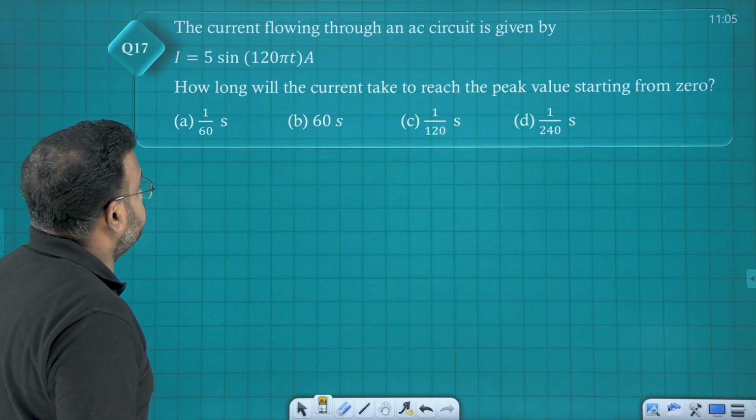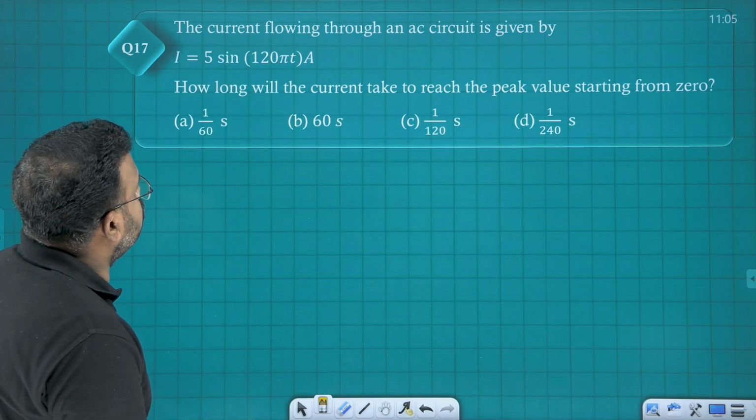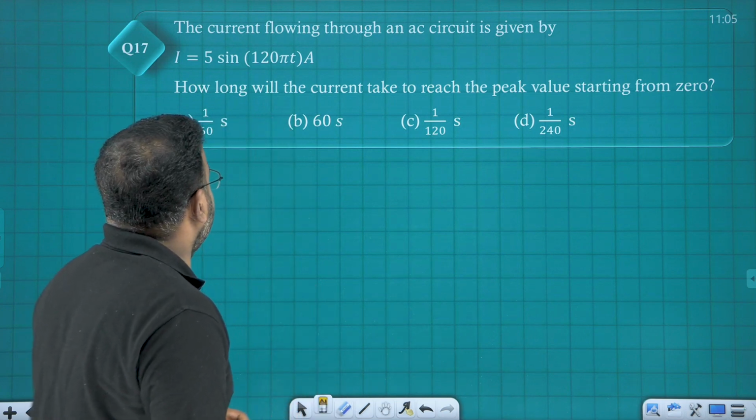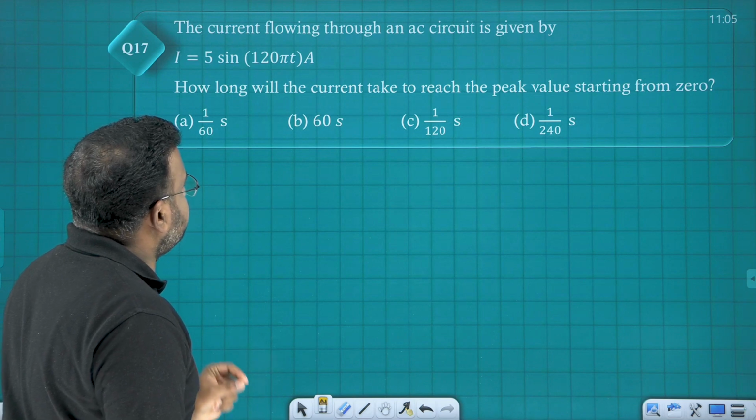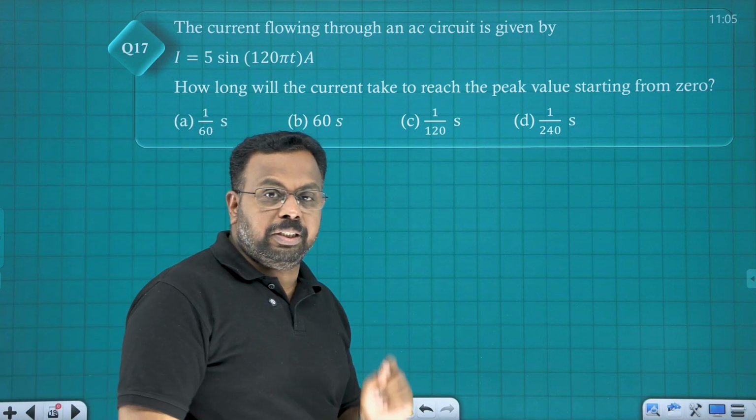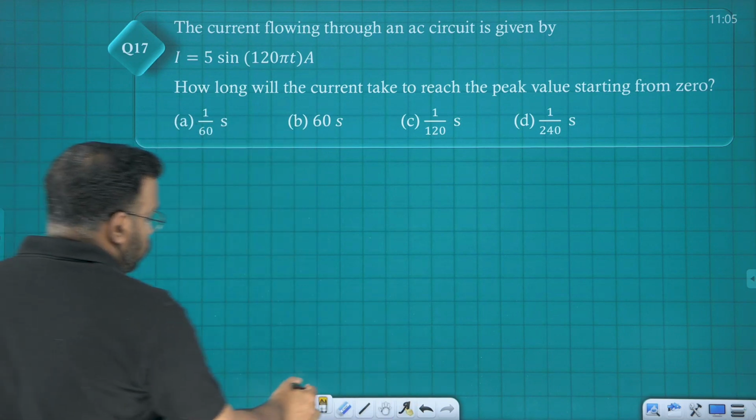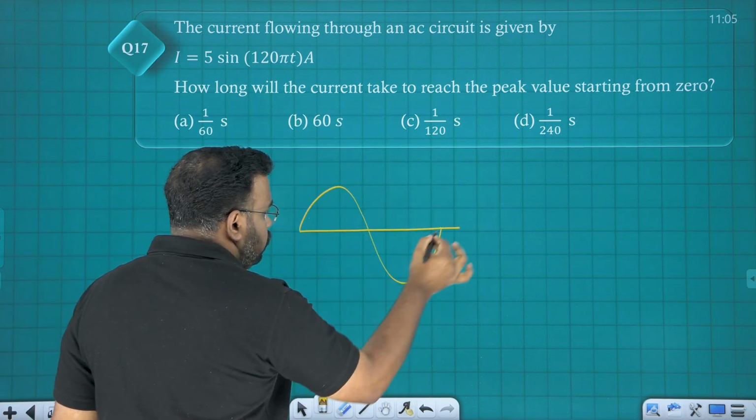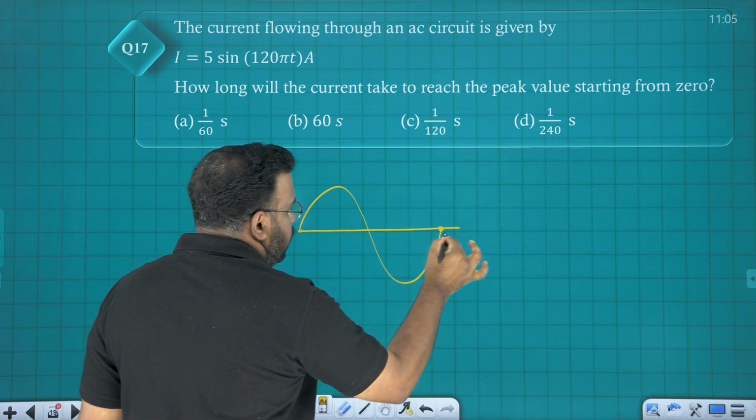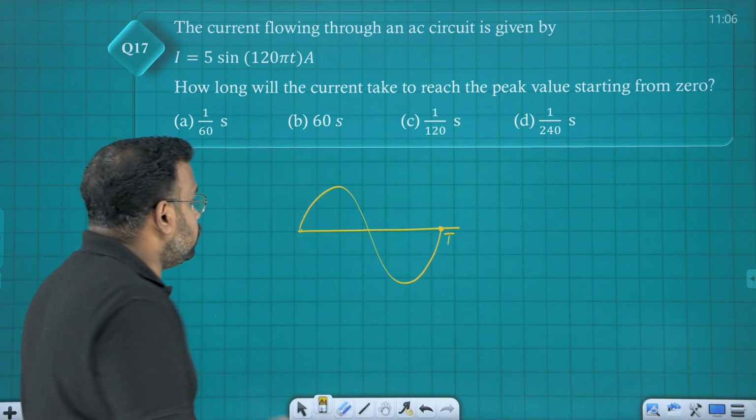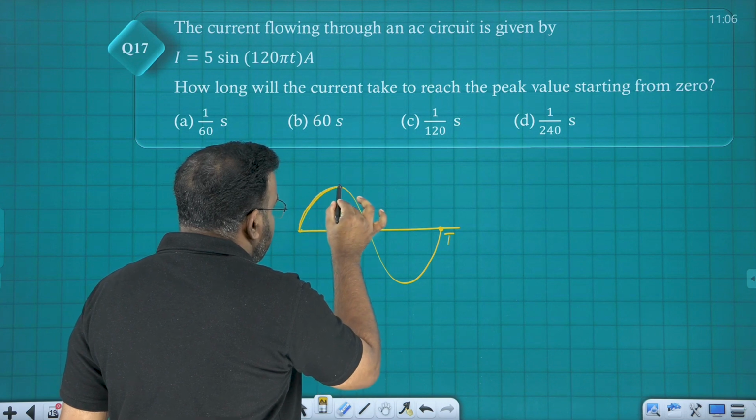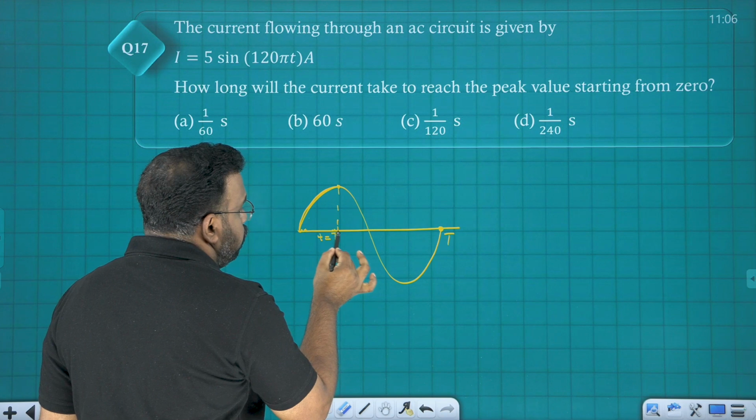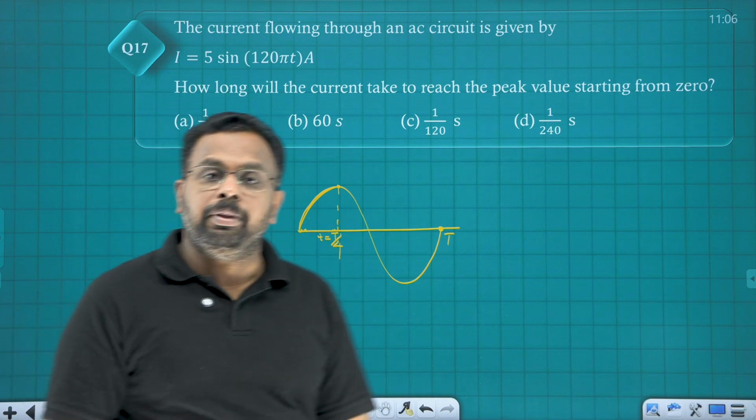Question number 17. The current flowing through an AC circuit is given by I is equal to 5 sine 120 pi t. How long will the current take to reach the peak value starting from 0? If this is the graph of AC, this is one cycle. So, this total time period is T. Time taken by the current to reach the peak value means here. So, clearly you can see that time is equal to total time by 4. So, we have to find time period by 4.